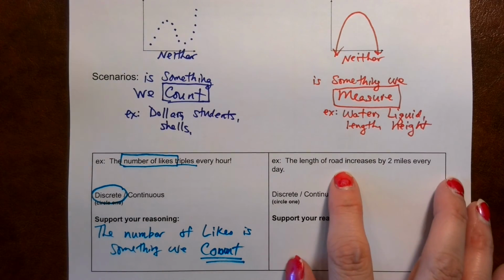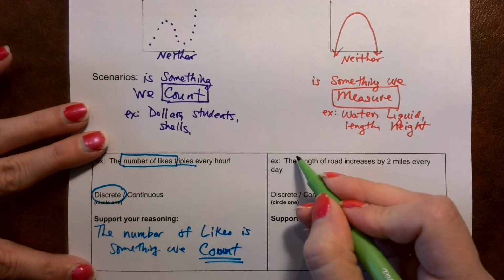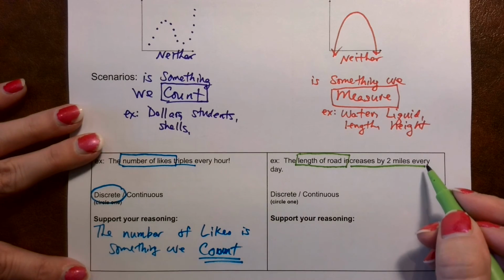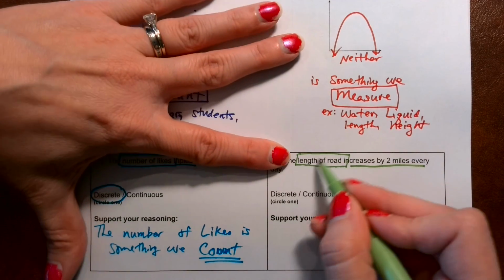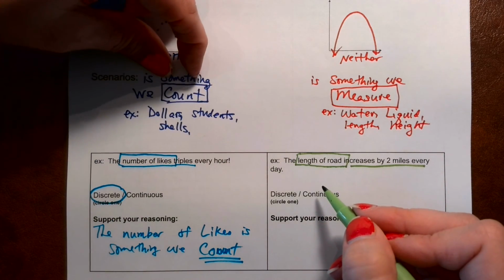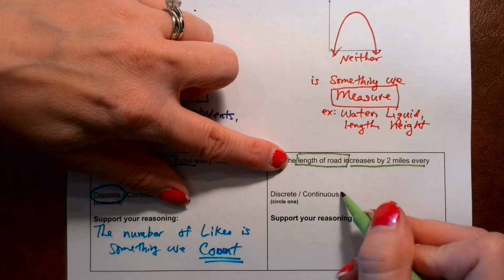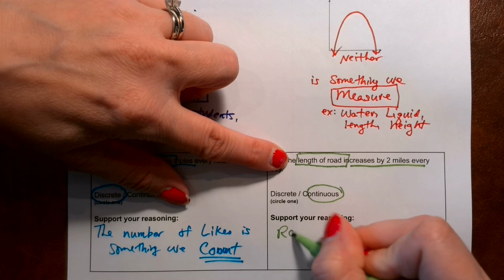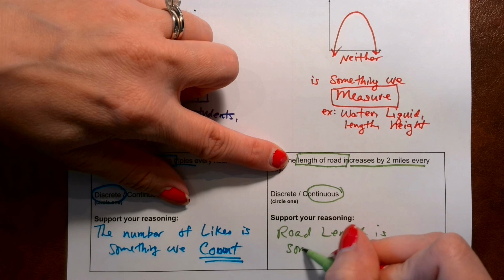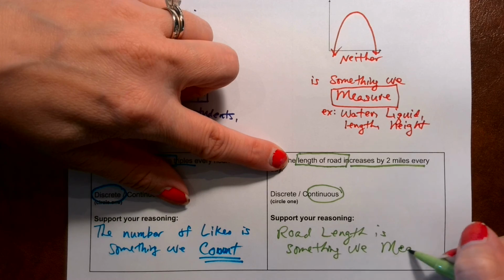The length of the road increases by 2 miles every day. Wow, it looks like they're making the road longer. But we're talking about the length of the road. Is road length something you count, or do we measure how many miles? That's going to be considered continuous because road length is something we measure.